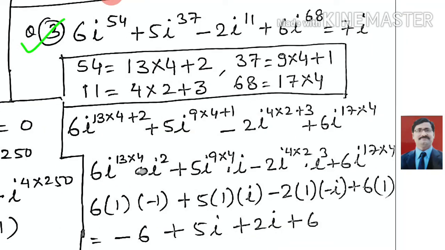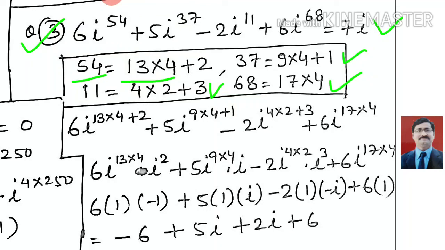Question number 3 is 6 iota power 54 plus 5 iota power 37 minus 2 iota power 11 plus 6 iota power 68, which equals 7i, and that we have to prove. Look at 54, we can write 13 into 4 plus 2. 37 we can write as 9 into 4 plus 1. 11 we can write as 4 into 2 plus 3. And 68 we can write as 17 into 4.